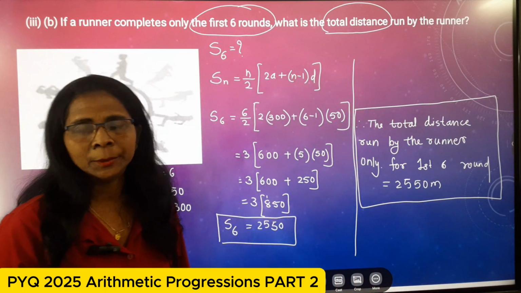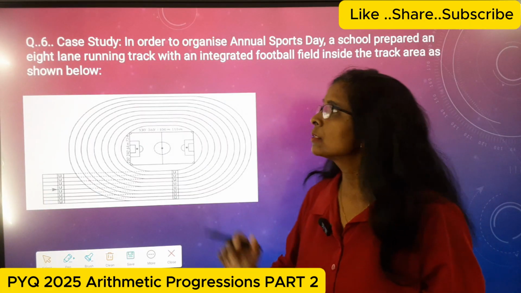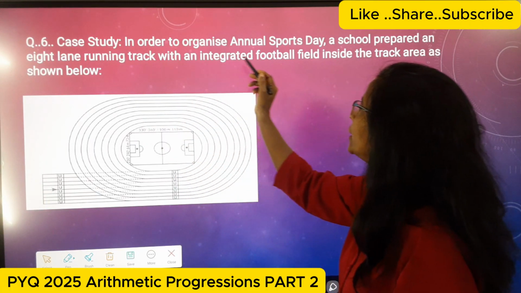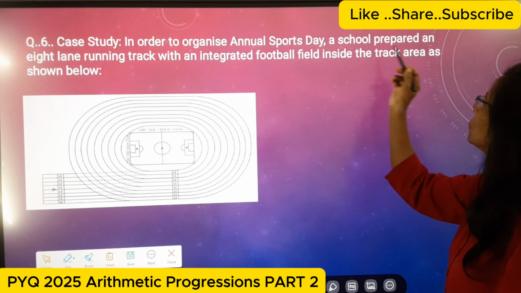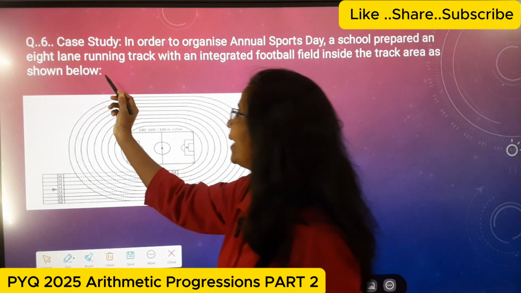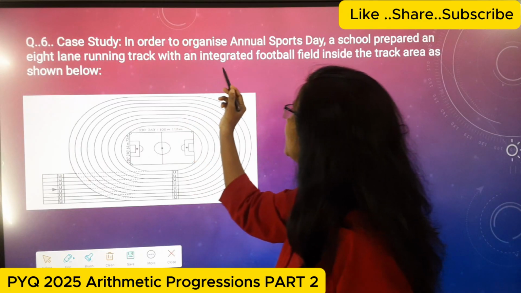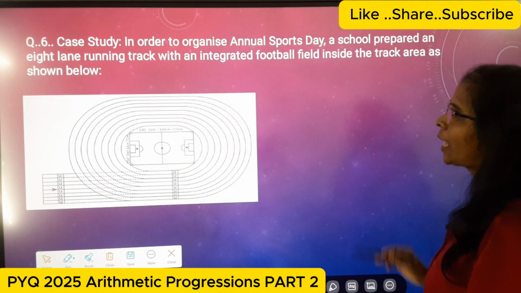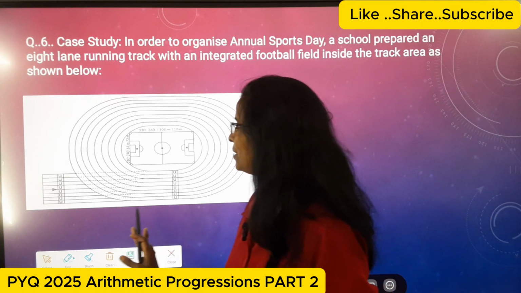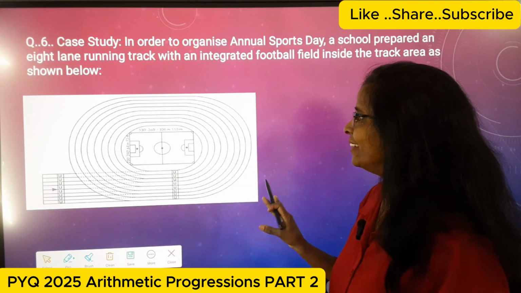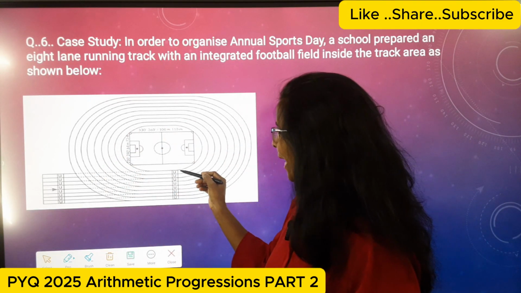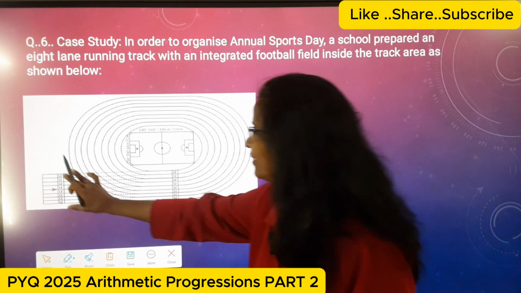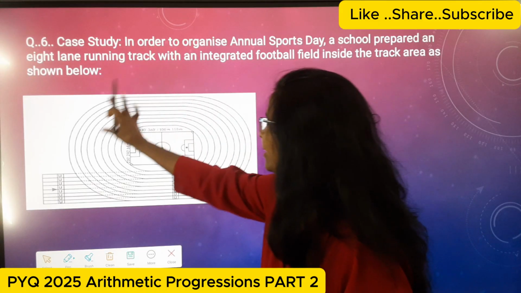2550 meter. Okay. Question 6, students, about the case study also. In order to organize the annual sports day, a school prepared an 8-lane running track with an integrated football field inside the track area, as shown below. So this is the 8-lane running track, students.